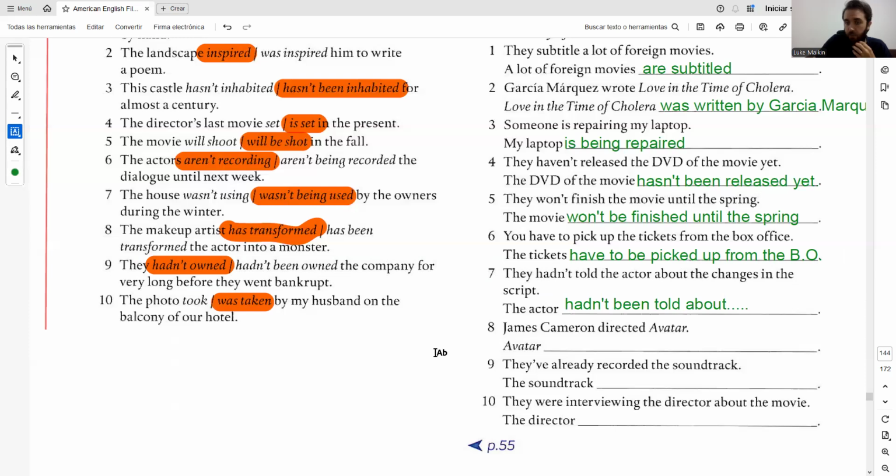Number eight, James Cameron directed Avatar. This is past tense, so was directed by. Avatar was directed. Number nine, they've already recorded the soundtrack. The soundtrack has already been recorded. And number 10, they were interviewing the director about the movie. The director was being interviewed.